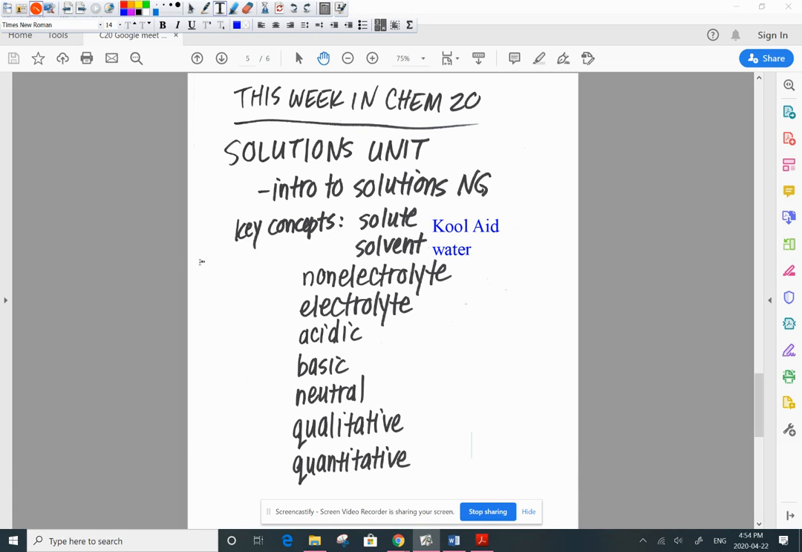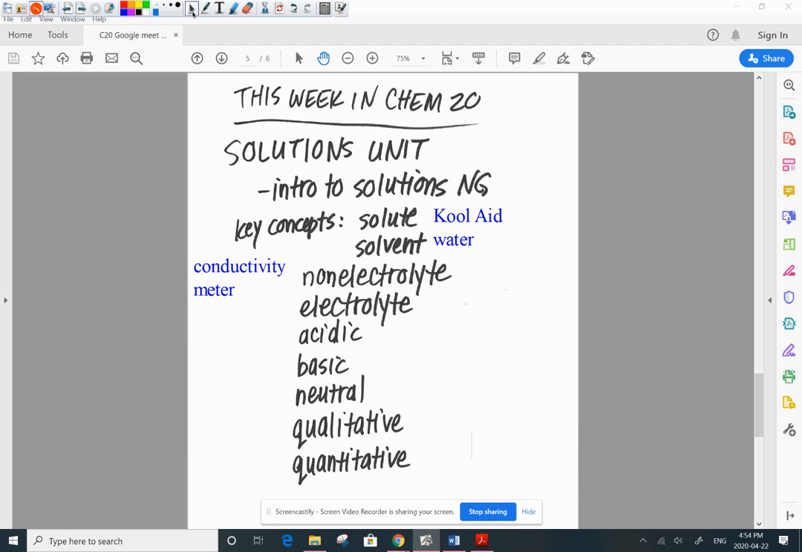We also learn about, and this goes back to Science 10, the conductivity meter, and the little light would glow if it was an electrolyte solution. An electrolyte solution is one that has ions. Ions are able to conduct electricity, and therefore they would make the conductivity meter glow. Whereas a non-electrolyte is something that is molecular, would have no ions in it, and it would not make the conductivity meter glow.